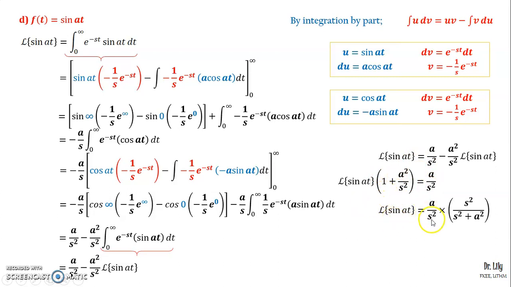So, Laplace sin at sama juga dengan this thing saya bawa ke arah sini. Okay, untuk permudahkan. So, saya dapat A per S kuasa 2 multiply dengan, so sini 1 sama juga dengan S kuasa 2 per S kuasa 2 kan. So, S kuasa 2 tambah A kuasa 2 per S kuasa 2. Saya bawa ke sebelah sini, saya dapat S kuasa 2 bahagi S kuasa 2 tambah A kuasa 2. So, S kuasa 2 dengan S kuasa 2 kita boleh cancel. So, last kali you akan dapat Laplace for sin at sama juga dengan A bahagi S kuasa 2 tambah A kuasa 2. Okay, so ini dia punya final answer.